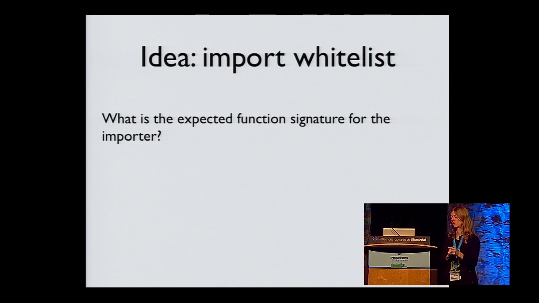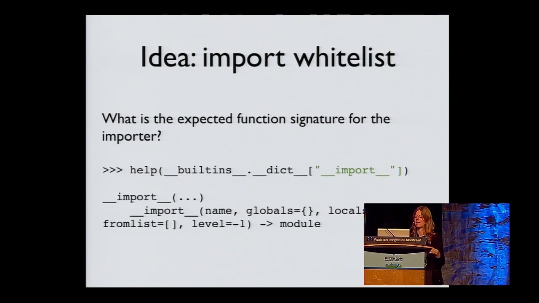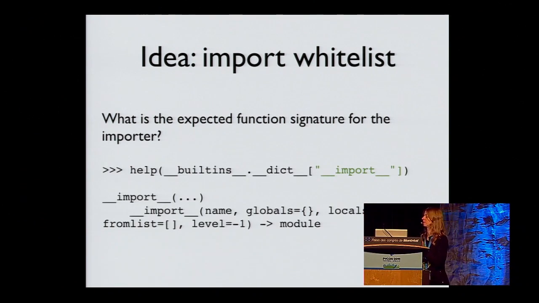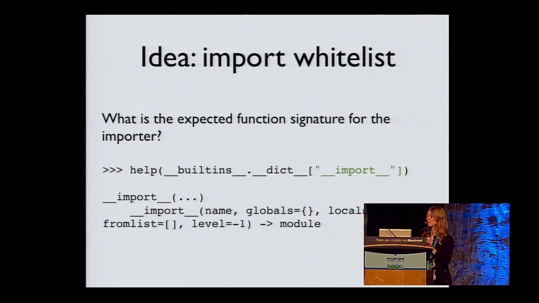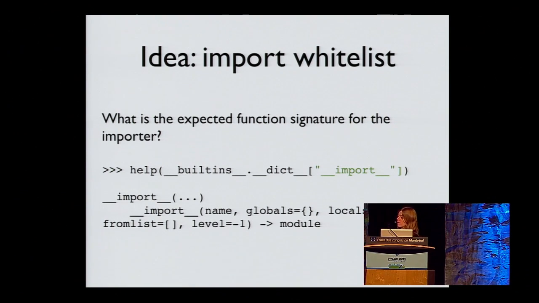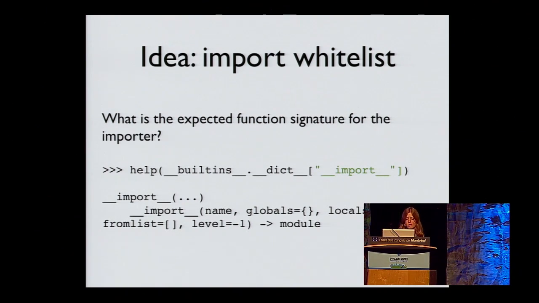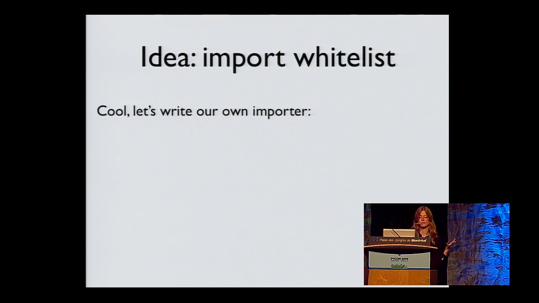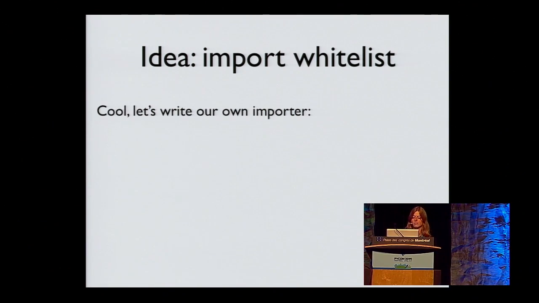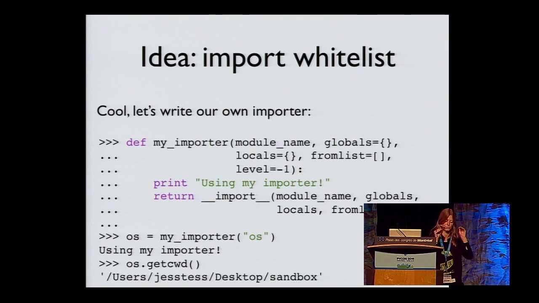And what is the expected function signature for the importer? Well, we can just look at that in the built-in help here. And we see that we need a name, and there's some stuff about globals and locals and some other optional arguments in the function signature. Cool. OK, so let's write our own importer. For starters, to prove to us that we're using our own importer, we're going to print that we are, and then we're going to use the underlying __import__ that we pulled out of built-ins.